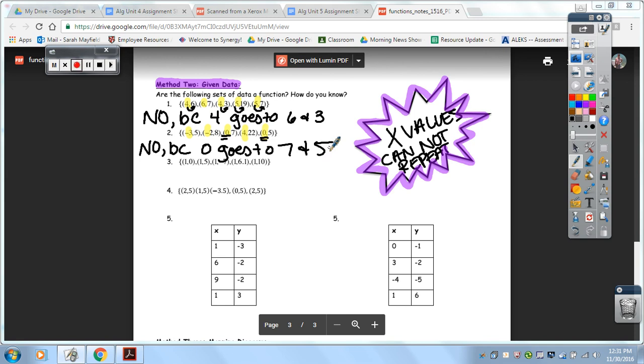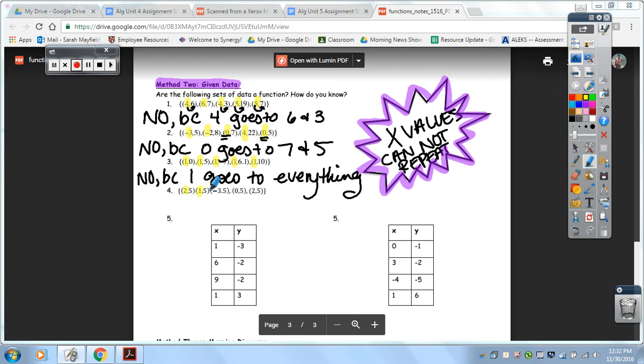Try the next one. Is this one a function? No, 1 goes to everything. No, because 1 goes to everything. Try the next one on your own. So pause this video, try the next one. Let's see if you can fall for my trick, or not fall, should I say.